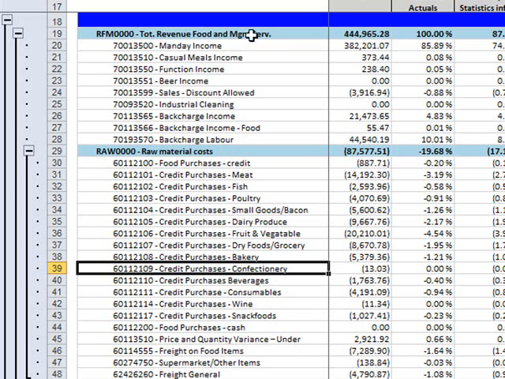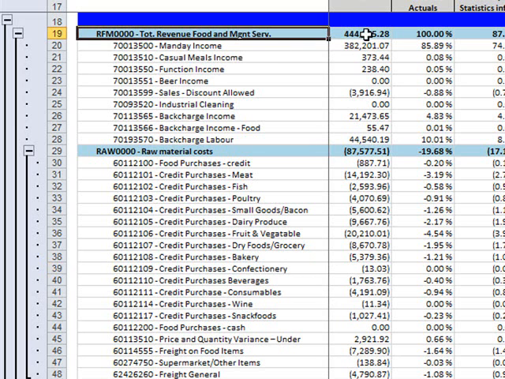So the most important points about this particular P&L is you want to have a look at the revenue here. For this month it was 444,000 plus. But the important thing is to make sure you actually capture all revenues.